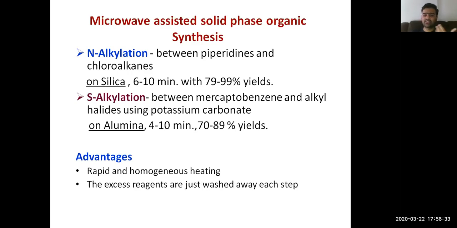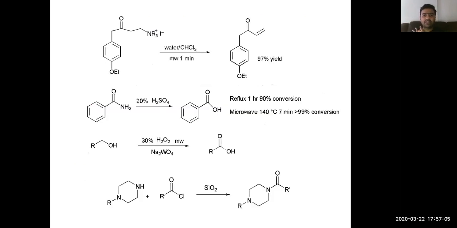The excess reagents are just washed away, so your purification step is simplified. You take the silica solid support and just wash off with some solvent which will remove your byproducts, and then give it one washing with the solvent which can selectively remove your desired product from the surface of silica, and that's how you can get your product solidified after you evaporate the solvent. And of course, needless to say, it's a quicker method, and sometimes it offers an easier route to access the product. But these are the examples that are given in the Lancaster book as well.